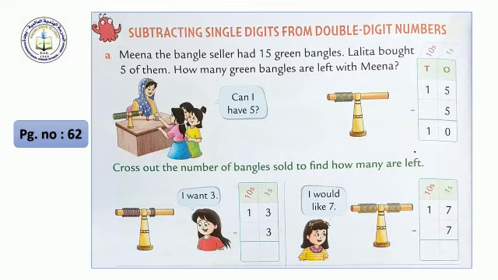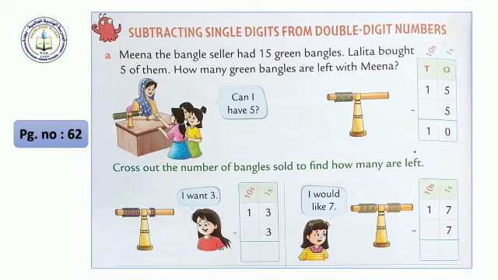Now children, flip to page number 62. Subtracting single-digit from double-digit numbers. Look at the story sum here. Meena, a bangle seller, is selling bangles. She had 15 green bangles. Lalita bought 5 of them. So when Lalita took away 5 bangles, how many bangles are left with Meena?